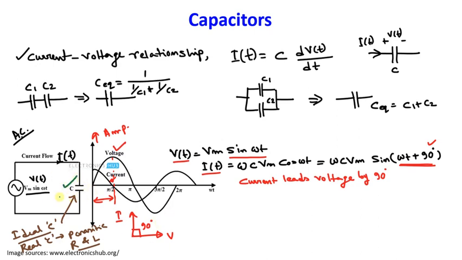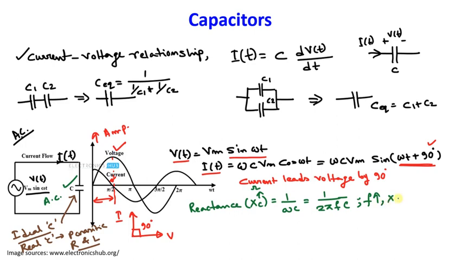And what about the reactance of this capacitor in AC circuit? So reactance Xc is what? You know that, right? It is 1 by omega C, or you can also write it 1 by 2 pi fC, where f is the frequency in hertz, C is the capacitance in farad, omega is the angular frequency, right? And what is the unit of this Xc? So ohm. So if f increases, then what will happen to this Xc? Then Xc decreases, right? So higher the frequency, the lower will be the reactance.